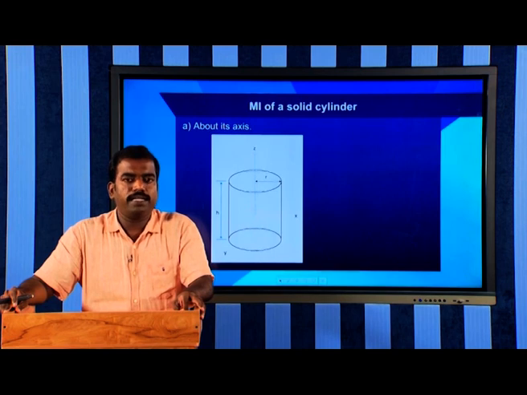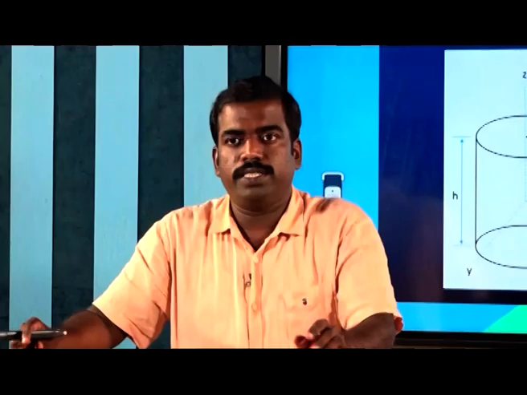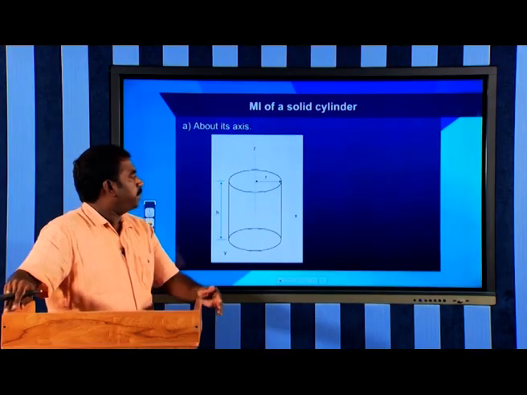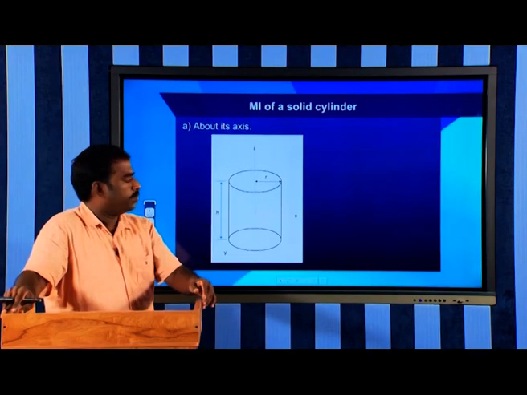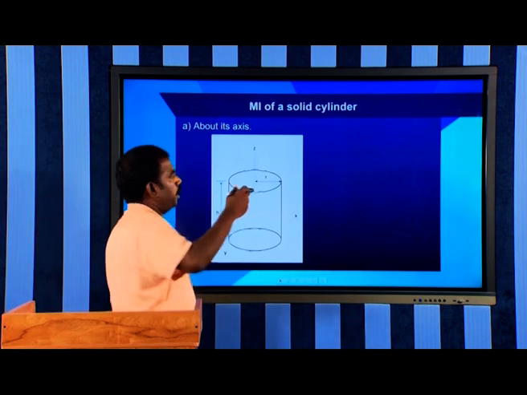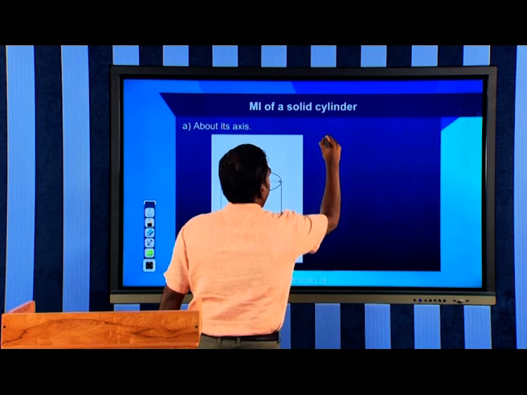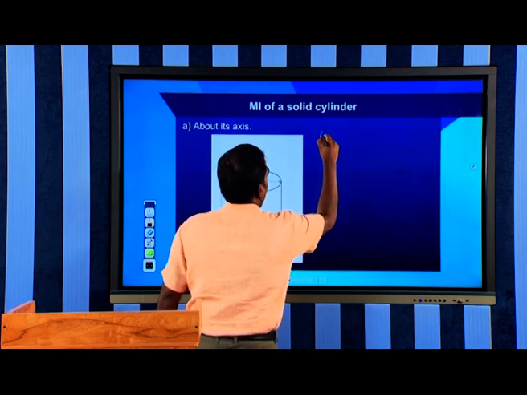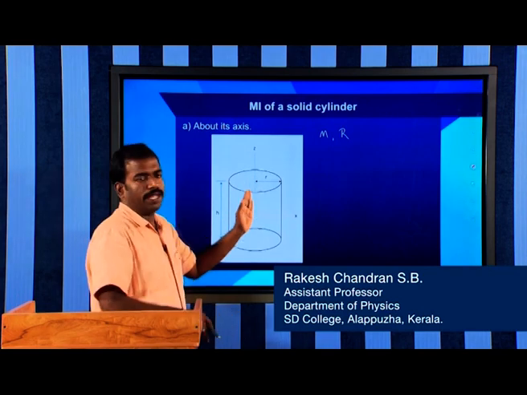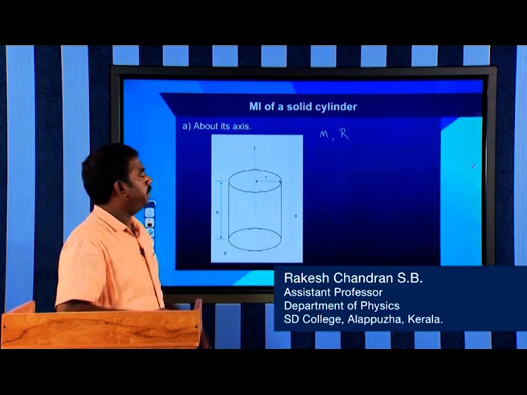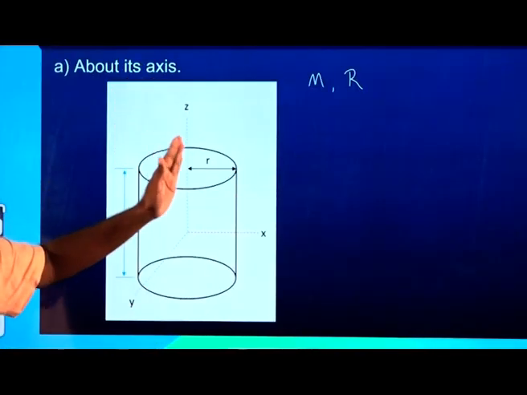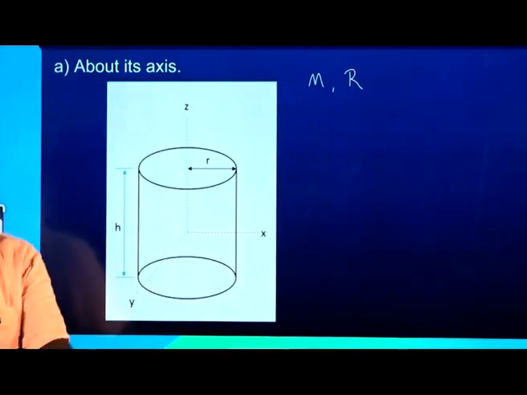First we will discuss the moment of inertia of a cylinder. Here we are considering a solid cylinder of mass capital M and radius capital R. We are going to find the moment of inertia of this cylinder about its own axis, the z axis.